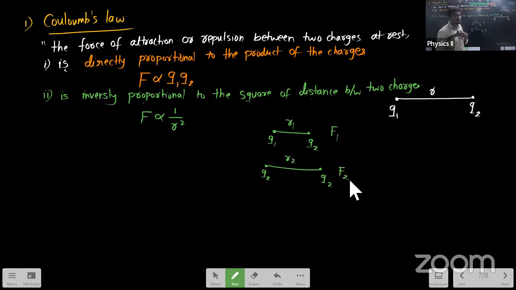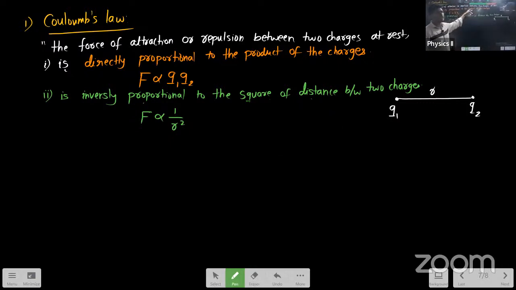Now, if I ask you whether the force F1 will be more or F2 will be more, you will be telling that as the distance is increasing, the force is getting reduced. I can explain this example with a bar magnet also, but let us keep this concept here itself because we are discussing charges. I hope you understood this point. So what is the statement for Coulomb's law? The force of attraction or repulsion between two charges at rest is directly proportional to the product of the charges and inversely proportional to the square of the distance between them. Now let us see here.